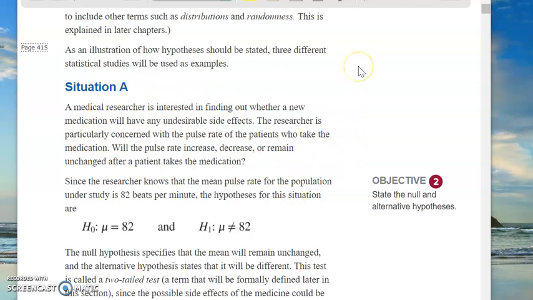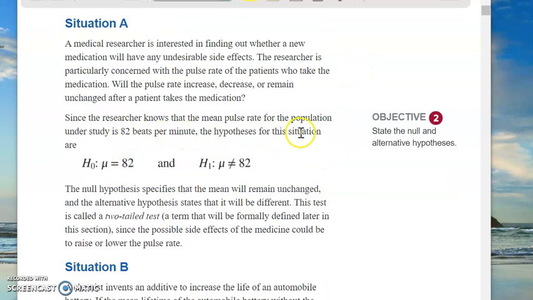The medical researcher wants to find out, does this new medication have any undesirable side effects? And one of the things that he or she is concerned about is the pulse rate. So will the pulse rate increase? Will it decrease? Will it remain unchanged after a patient takes the medication? So my advice is always be able to clearly state what is the random variable. The random variable here is pulse rate.